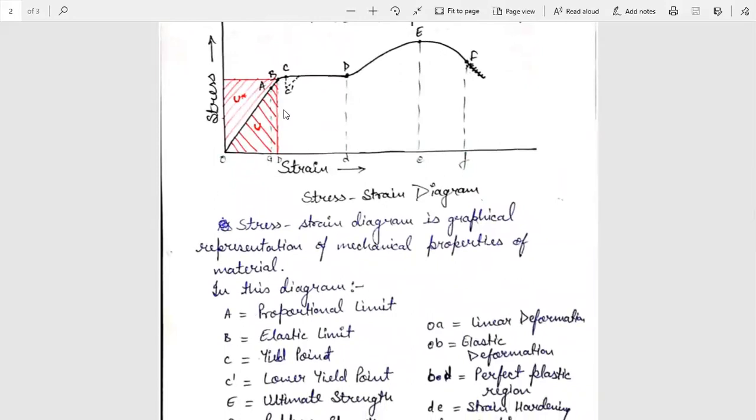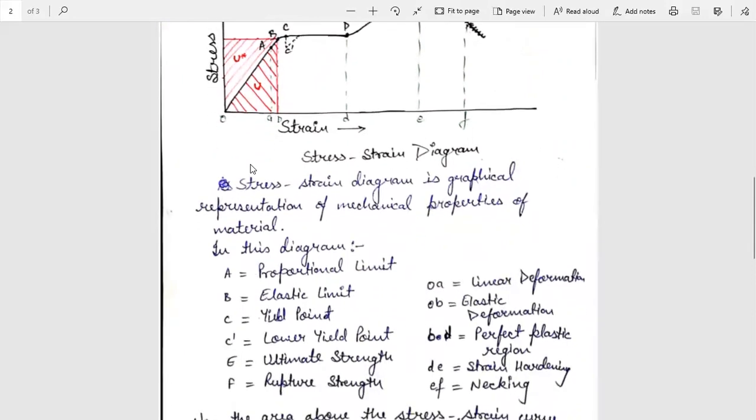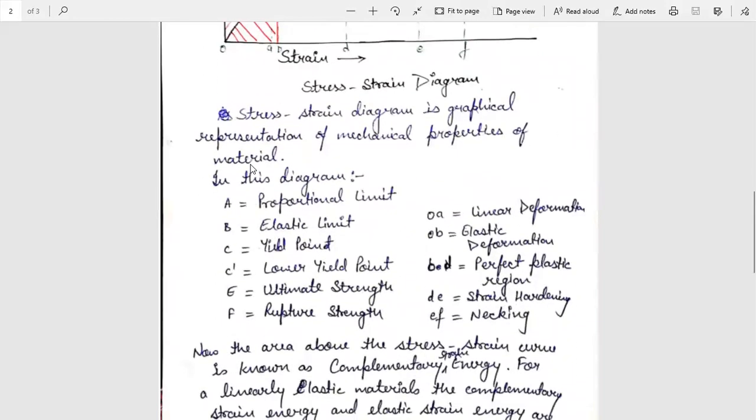Now, what does each region denote? OA region denotes linear deformation. OB region denotes elastic deformation. BD region denotes perfect plastic region. DE region denotes strain hardening. The last region denotes necking. Now, what is the stress strain diagram? How is it plotted, and what is the meaning of this diagram?